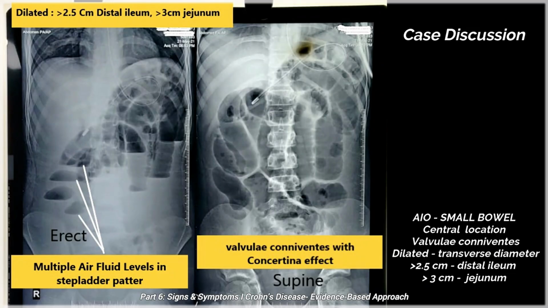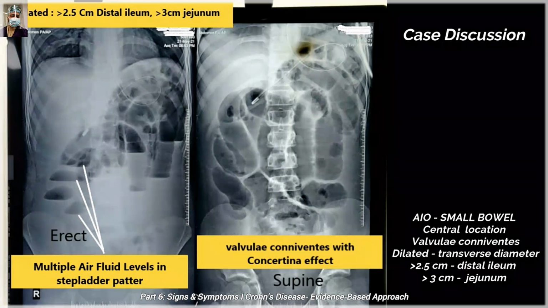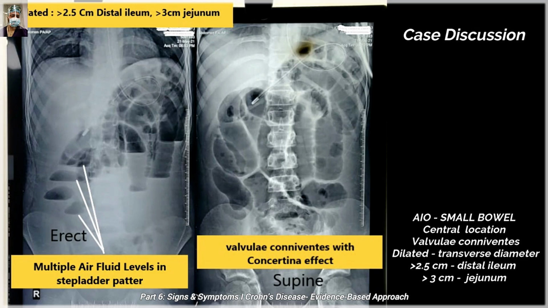with the Ryle's tube in situ, there are valvulae conniventes that give a concertina effect. We can see multiple loops with whitish bands, which are characteristic of the small bowel, that is the jejunum. Another characteristic feature of small bowel obstruction is that in the small bowel, the air-fluid level of the dilated bowel will occupy the central part of the abdomen.